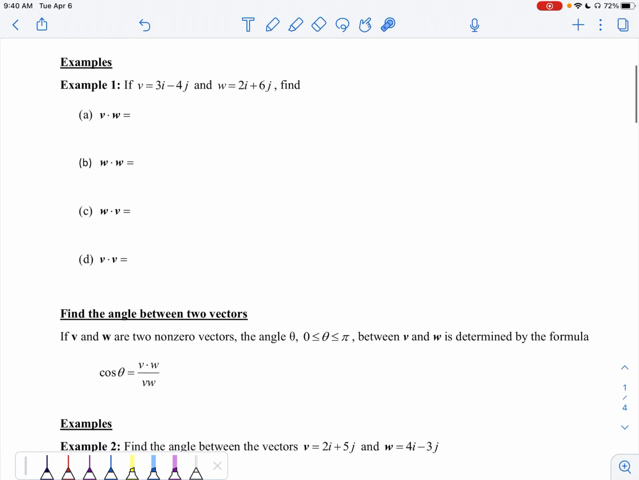Okay, so let's go ahead and multiply a couple of vectors together using this dot product. We have two vectors, v and w. v is 3i minus 4j, and w is 2i plus 6j. We're going to use our dot product to multiply these together.